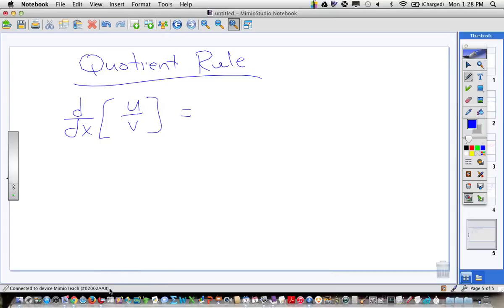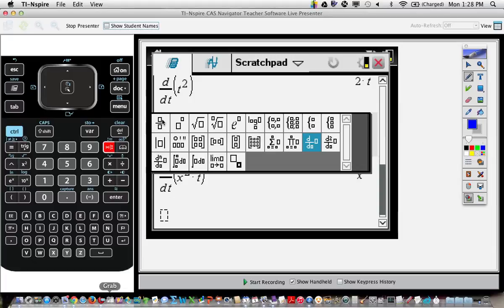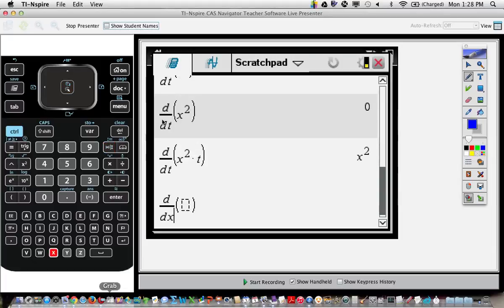All right, so Cody, you're up for one more thing here. Let's do our derivative with respect to x. Now again, the calculator is going to do this backwards. So let's do x divided by sine x. Okay, and hit enter.